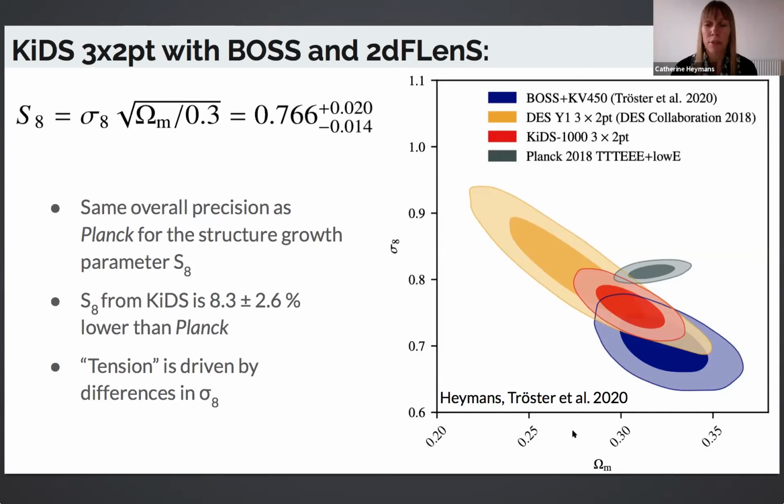So if you compare the red contours with the grey in this right hand slide here, then you can see we agree very well on the value of omega m, how much matter there is in total, but the tension is there in the clustering. So what KiDS is seeing is a universe where the matter is less clustered than you would expect from the Planck constraints.